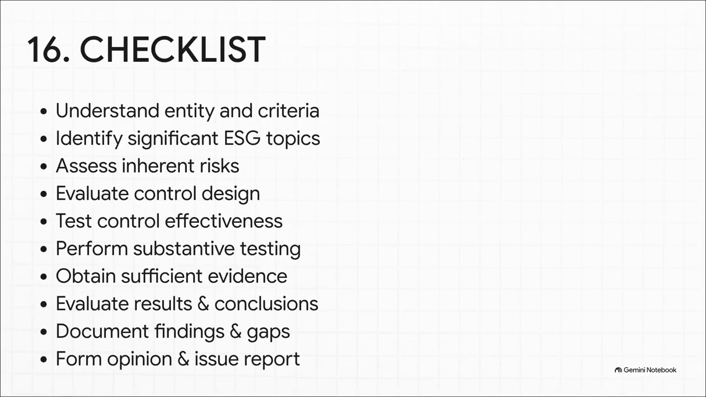And here is your assurance checklist for auditors. Keep this on your desk. It covers all 11 steps, from understanding the entity criteria, assessing risks and evaluating controls, right through to performing substantive procedures, evaluating your evidence, and finally forming and issuing that final assurance report. Hit these milestones and your audit file will be bulletproof.